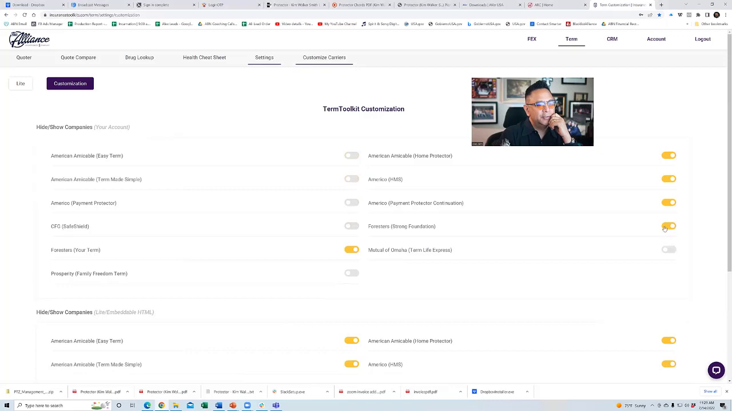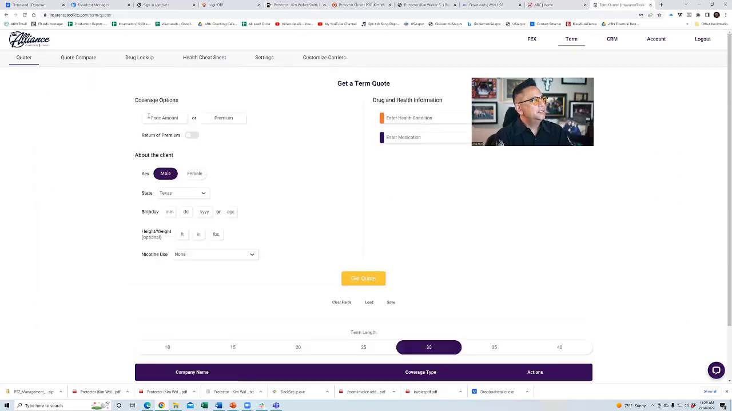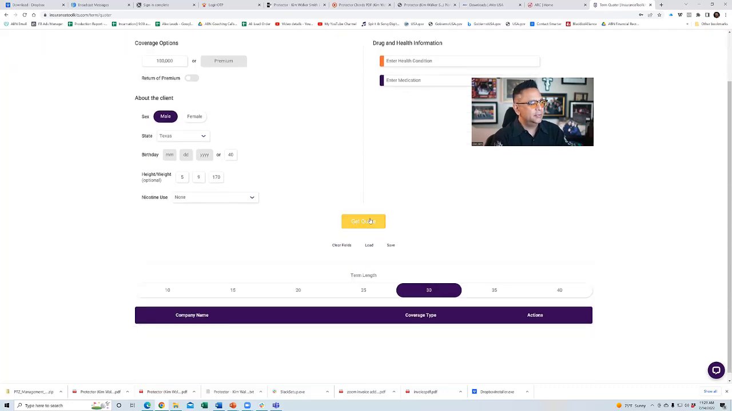I'm just going to do one option so I don't confuse you because I want to show you the concept. Okay, let's go 100,000 face value. Male, he's 40, say he's 5'9", 170 pounds, non-tobacco, and straight up health, right? We're looking at a 30-year mortgage. Let's take a look.